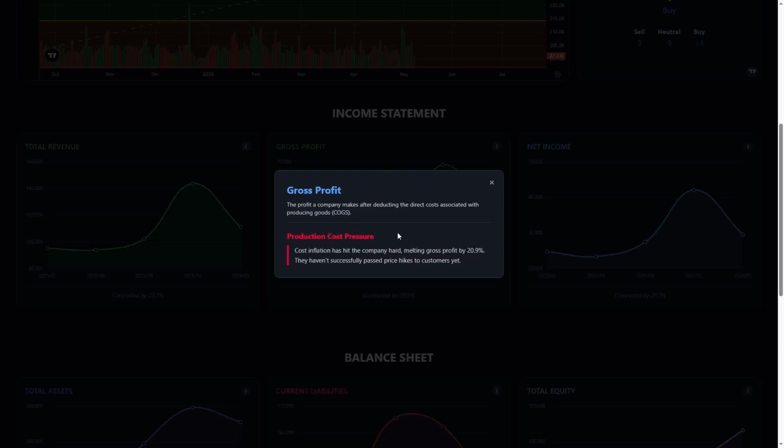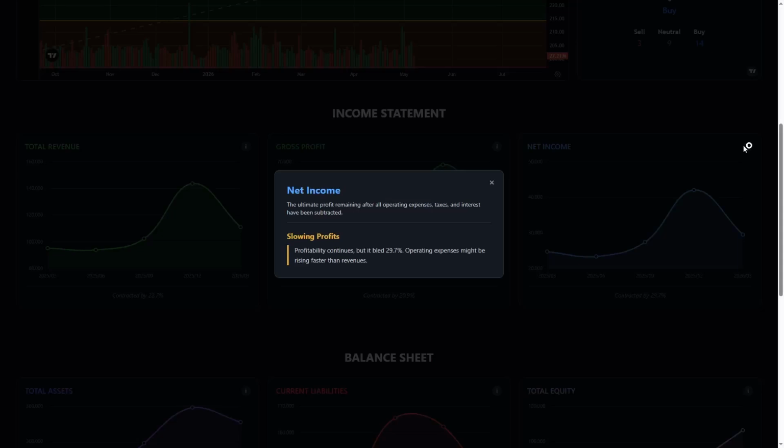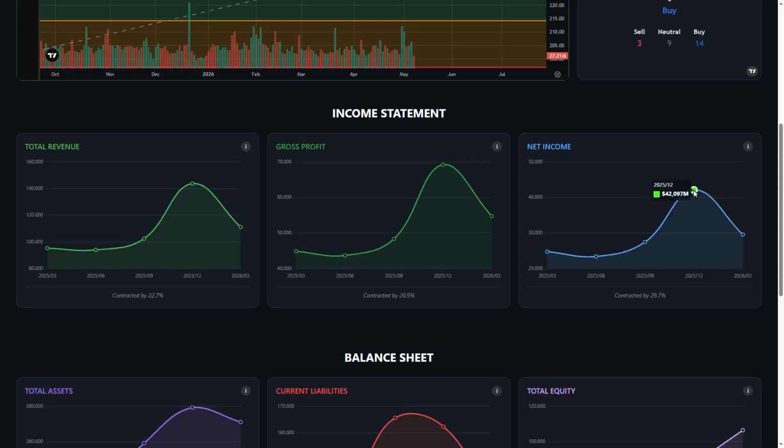Gross profit is the profit a company makes after deducting the direct costs incurred in the production of goods and the cost of goods purchased. Cost inflation severely affected the company, and its gross profit decreased by 20.9% compared to the last balance sheet period. They haven't reflected the price increases to the customers yet, and they haven't managed not to reflect them either. Let's see what we said for net profit for you. In net profit too, if we want to look at its definition first, it is the ultimate profit remaining after deducting all operating expenses, taxes, and interests. A slowdown is already seen in profits.